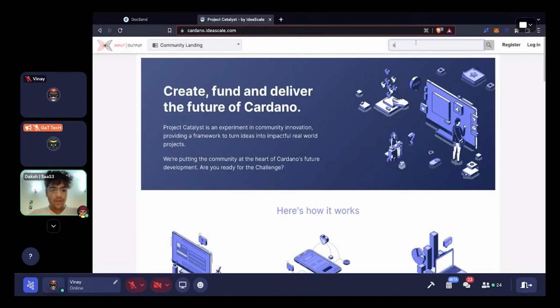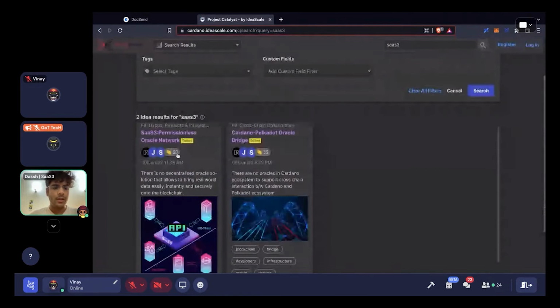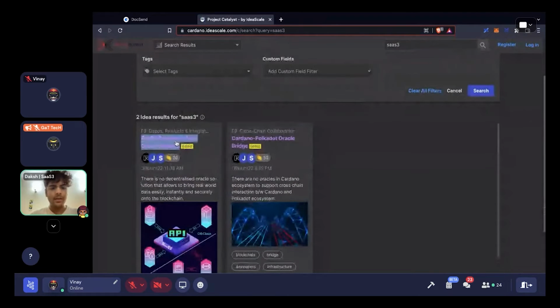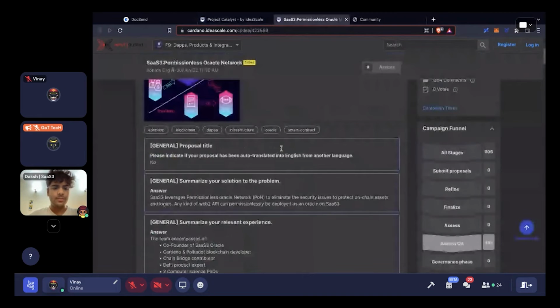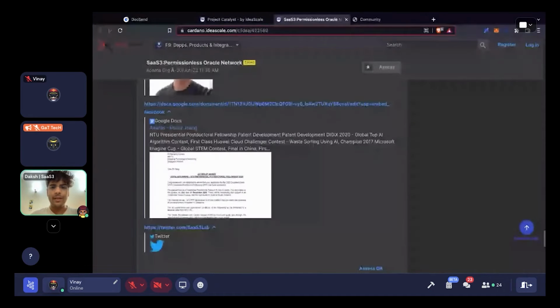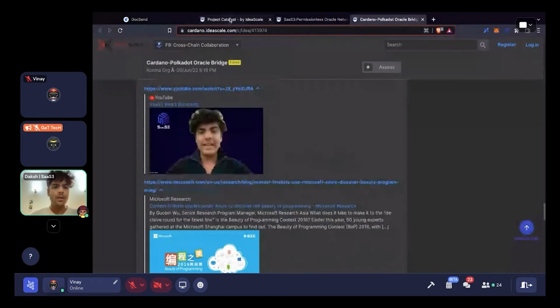And yeah, if I want to show you the proposals, you just need to type in SAS3 over here. You'll get both of the proposals. So first is the permissionless Oracle network. This is it. And the second is the Cardano Polkadot Oracle bridge. So this is the SAS3 permissionless network. Please feel free to go ahead and check the proposal, read it out, question us, reach us on Telegram.